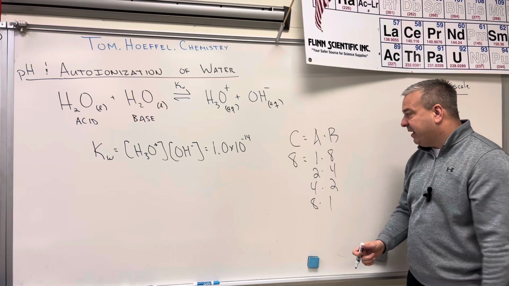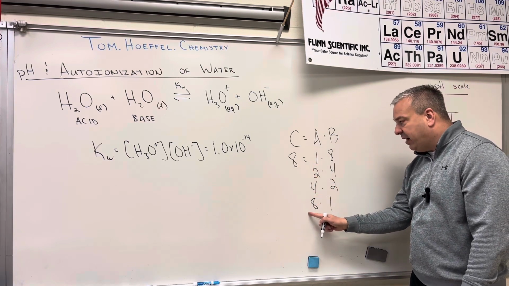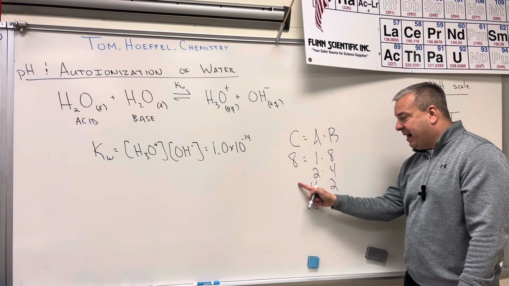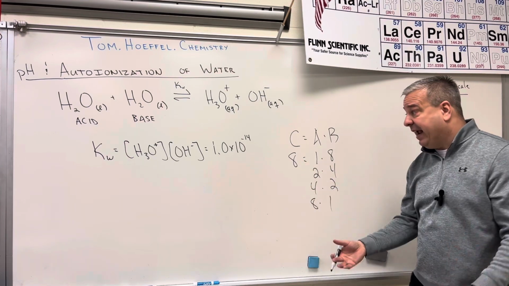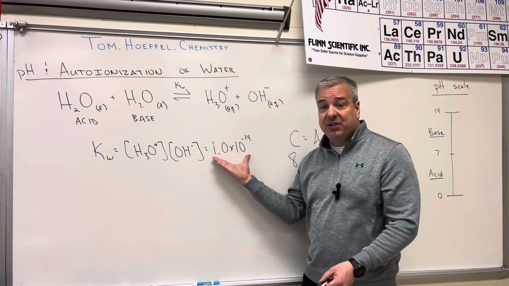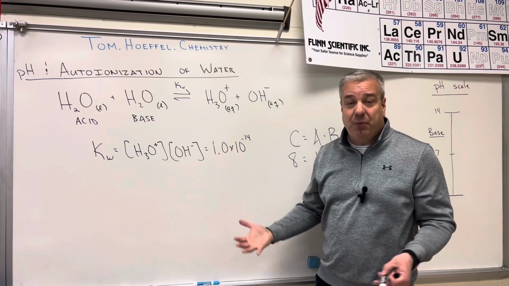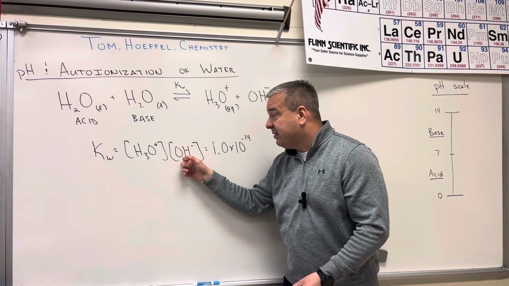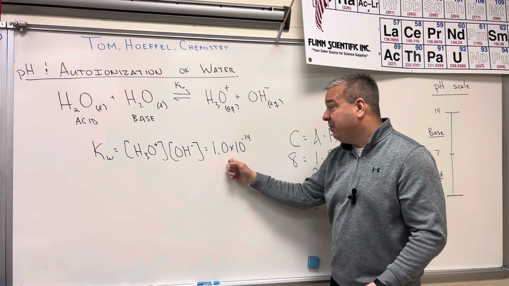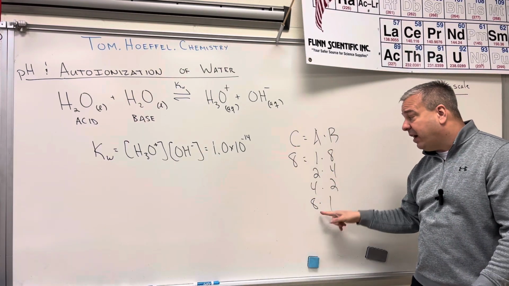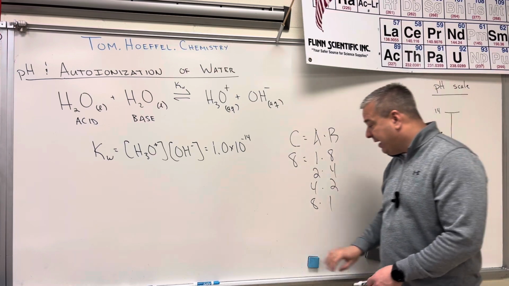What I want you to recognize is that as one goes up, the other goes down to equal the same constant number of 8. Well, that's no different over here. It's just that the number is a little bit more complicated. It's 1.0 times 10 to the negative 14. But whenever you take two things and multiply them together to equal a constant, just like I did over here, as one goes up, the other is going to go down.